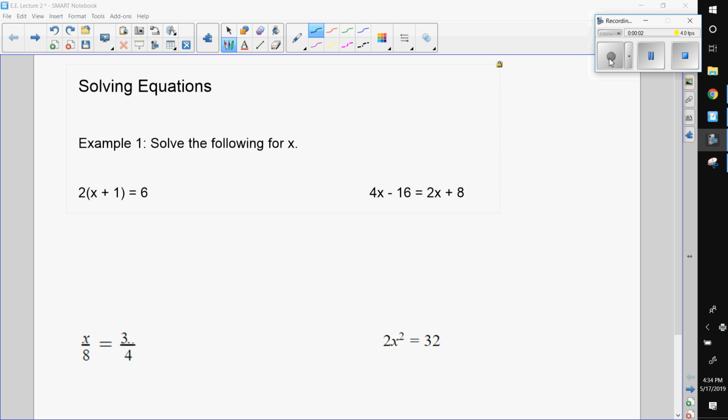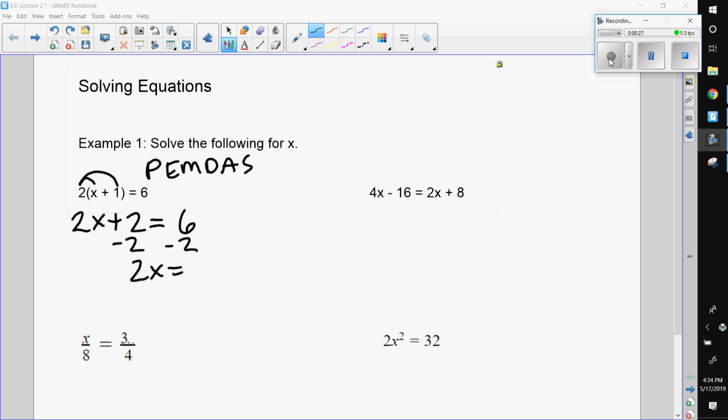Okay, so the second thing that we have to get ready for the entrance exam, we'll start with solving equations. So we want to solve for x. We're using the same idea with our order of operations, PEMDAS here. We're going to do our parentheses and really our multiplication first. I've got 2x plus 2 if I distribute equals 6. I subtract 2 on both sides, 2x equals 4. I divide by 2, and I get x equals 2.